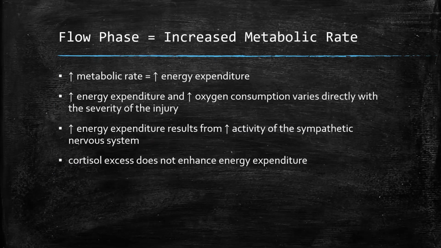So this flow phase is really a phase of increased metabolic rate. And ultimately, an increased metabolic rate means that we have an increased energy expenditure. In fact, the more seriously you're injured, the more your energy expenditure increases. Energy expenditure, or basal metabolic rate, is under the activity of the sympathetic nervous system. Cortisol, although hugely important for the hyperglycemic response, does not have an effect on energy expenditure or basal metabolic rate.